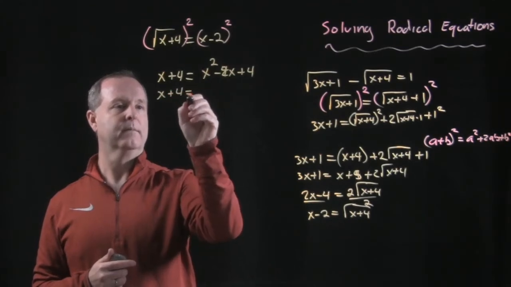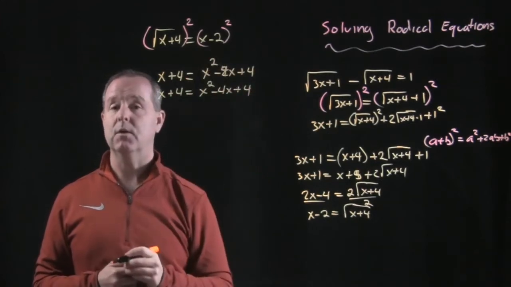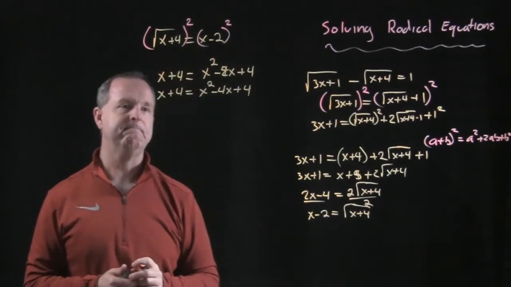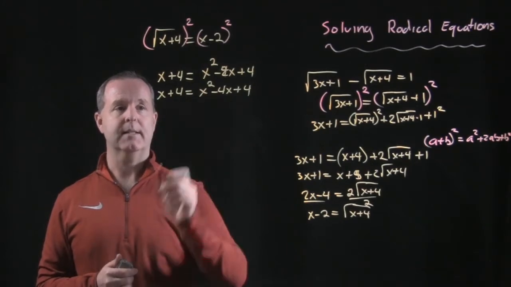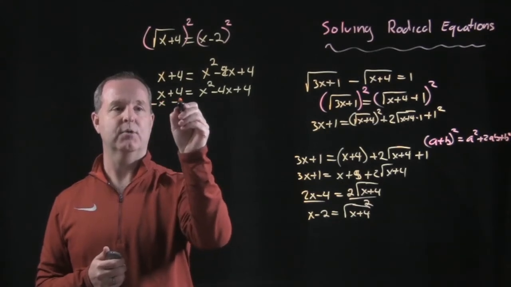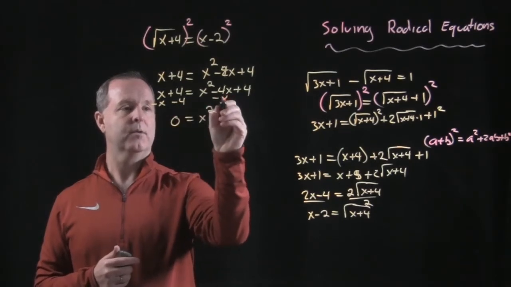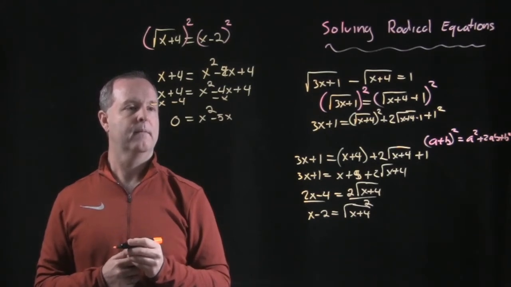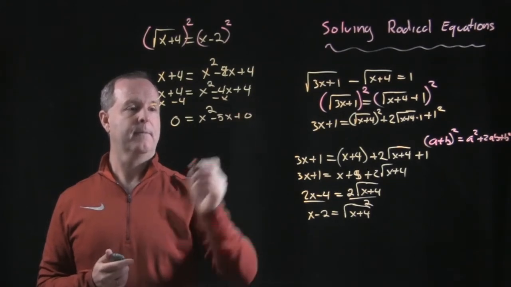Let's write that a little bit cleaner. X minus 2 times x minus 2 results in x squared minus 4x plus a 4. Let's solve that. It looks like I have an x squared, so let's set something up equal to 0. So let's subtract x and subtract 4 from both sides. So I have 0 equals x squared. Subtract x is minus a 5x. Subtract a 4 from that 4 is a 0. How about that?